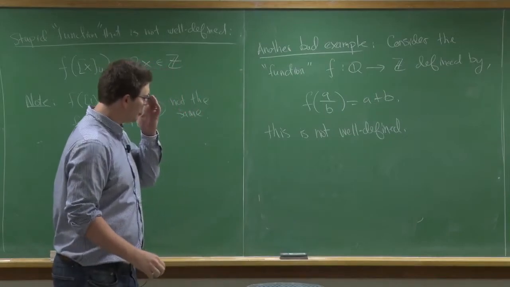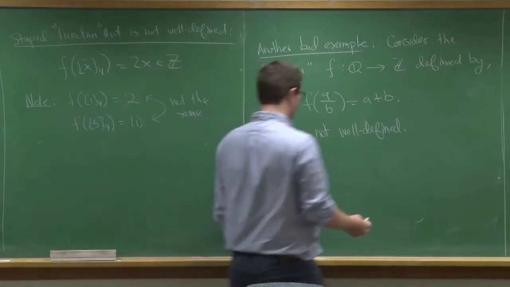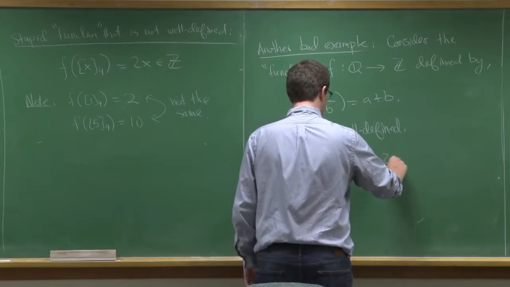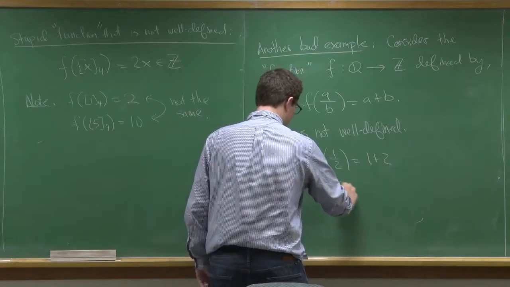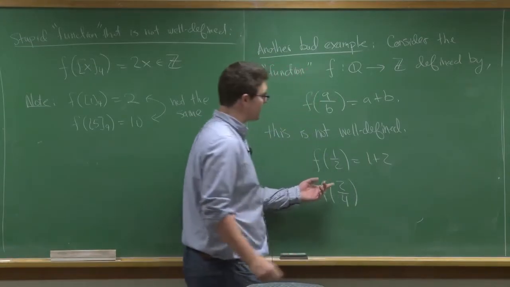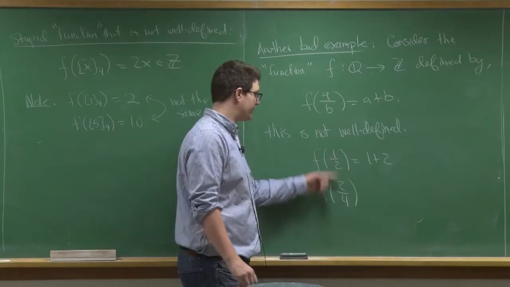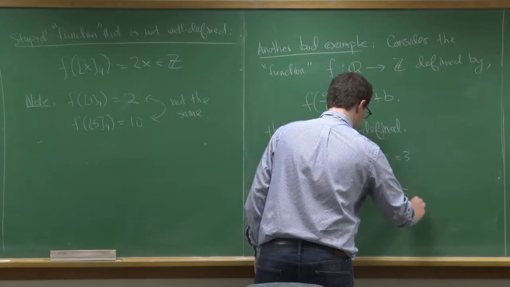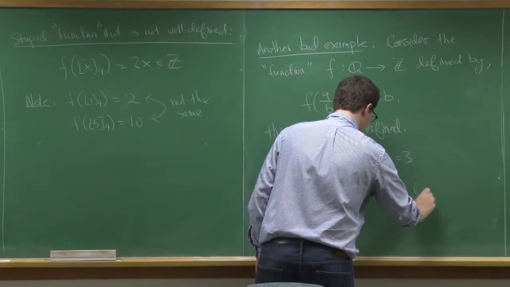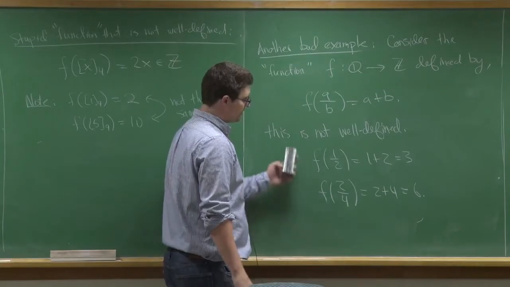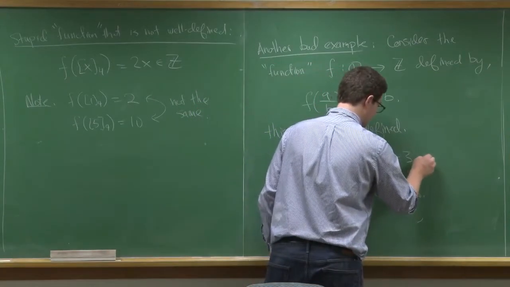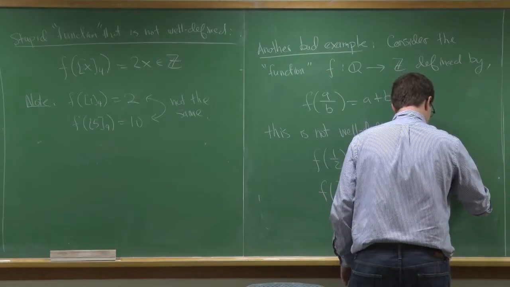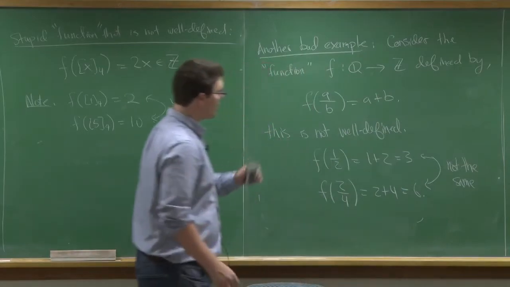All right, so here, let's note that f of 1/2 is 1 plus 2, and f of 2 over 4, which is supposed to be the same fraction, right? So these are equivalent fractions, right? So this is 2 plus 4. This is 3, and this is 6. Okay? So these things are not the same. So this is not well defined.